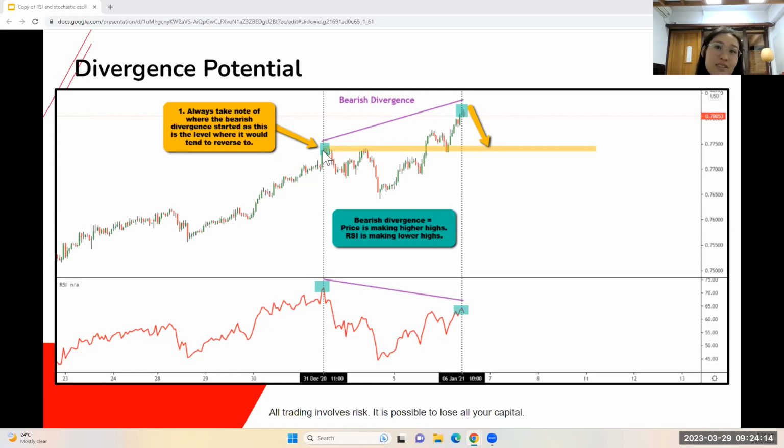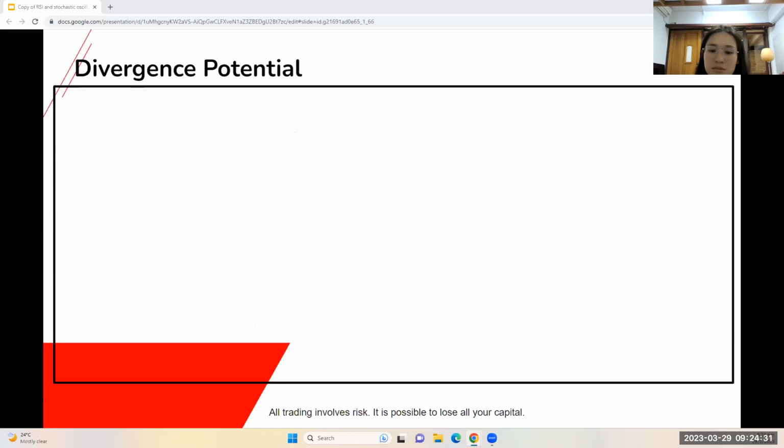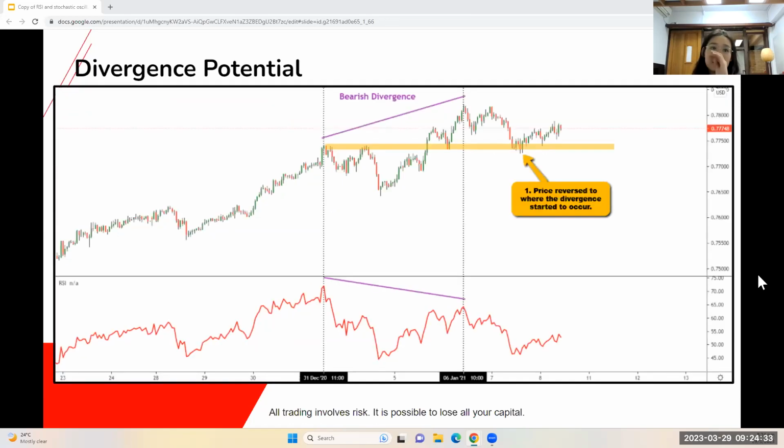So we drew out this vertical dotted line so that it's easier for you guys to see within that same time frame the difference in the shape of the chart that you can look out for when you're identifying bullish or bearish divergences. So here's our divergence potential playing out. You can see price reverse to exactly where the divergence started to occur at the yellow highlighted area.